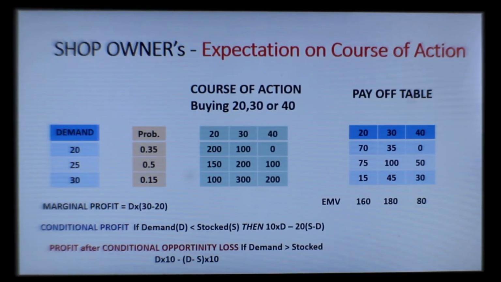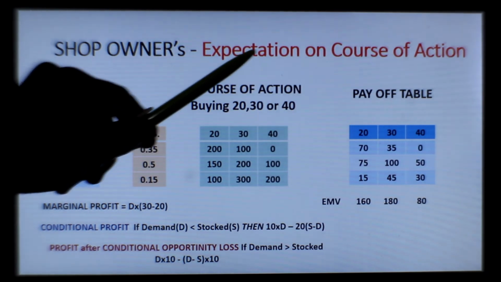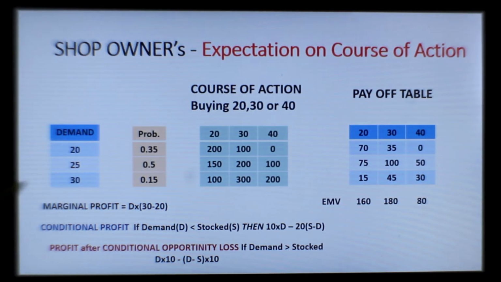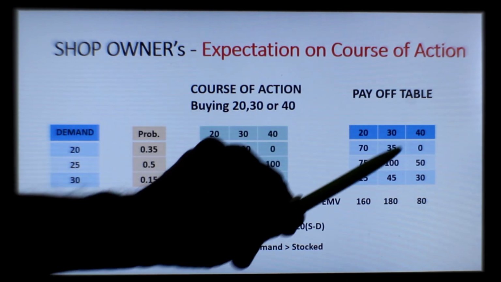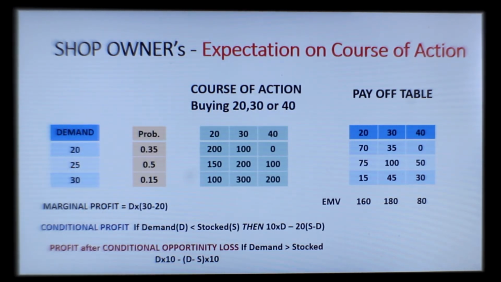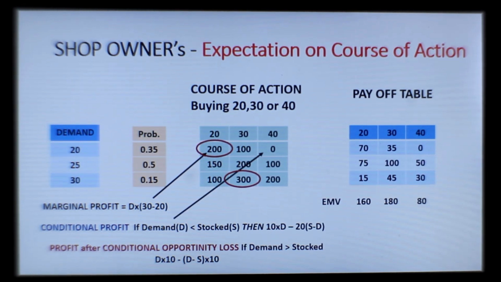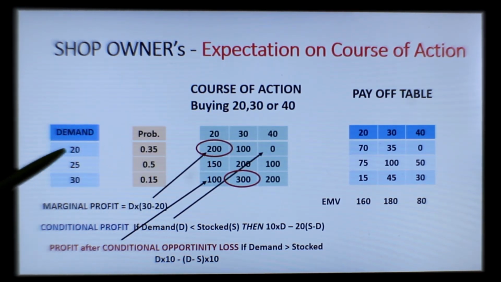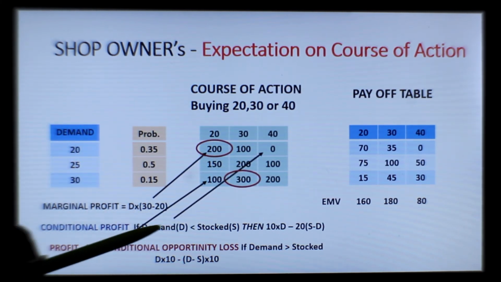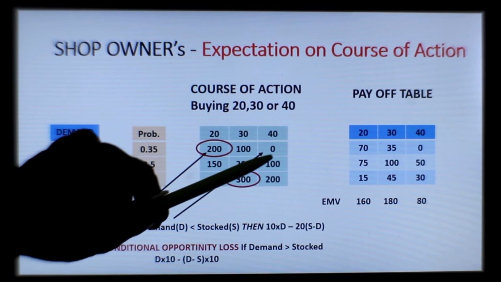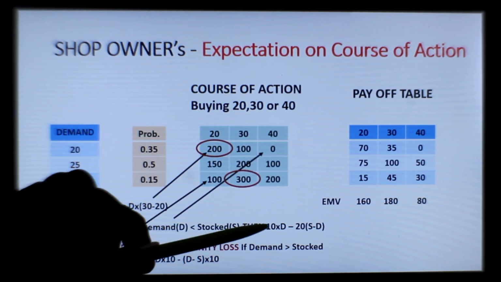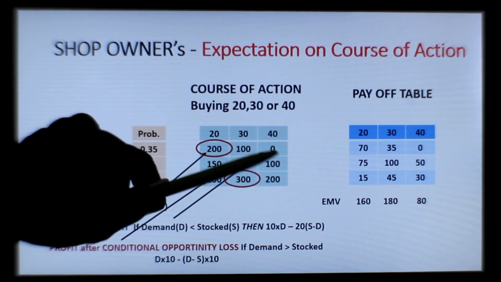Now let us understand the shop owner's expectation on his course of action. Now this is the course of action table, and this is the payoff table. In course of action, if he stocks 20 and the demand is 20, he gets a marginal profit. Similarly, if he stocks 30 and the demand is 30, he gets a marginal profit. Now in case he stocks more and the demand is less, this rule applies, and you will find that his net is 0. You can apply the values there for demand and stocked, then you will get 0.